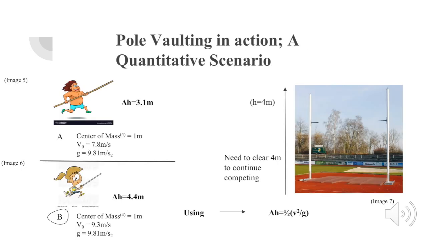Now, for example, say that there are 2 pole vaulters competing, pole vaulter A and pole vaulter B. The height that they must clear is 4 meters. So if pole vaulter A had a center of mass of about 1 meter and ran about 7.8 meters per second, whereas pole vaulter B with the same center of mass but a different speed at 9.3 meters per second, pole vaulter B would be able to clear the height, whereas pole vaulter A would not be able to.